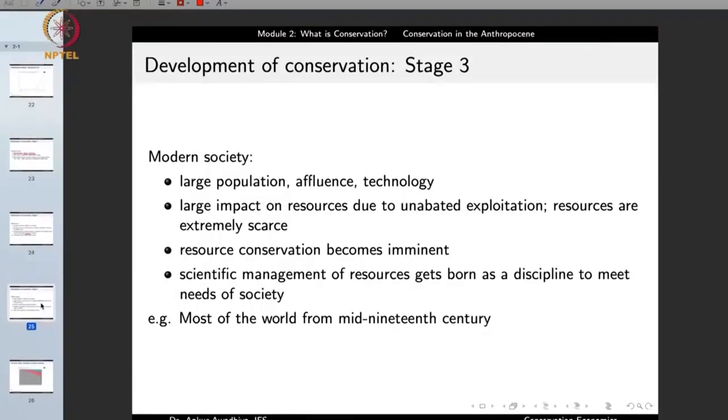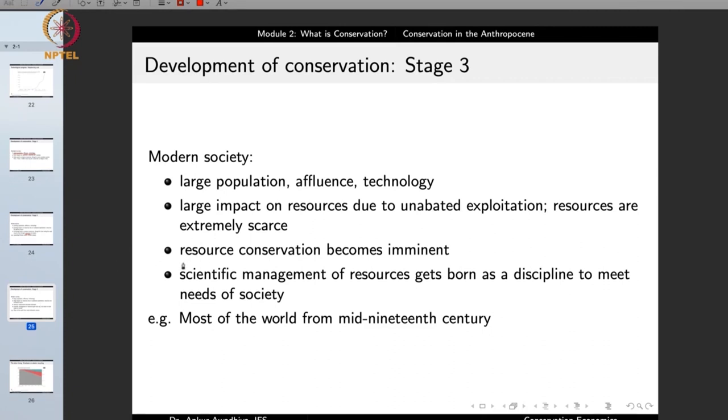Now we do not have any more land to bring to the empire. What do we do now? There is a large impact on resources because of unabated exploitation. The resources are extremely scarce, but there is no more land to bring into the fold. There is no more land to exploit.